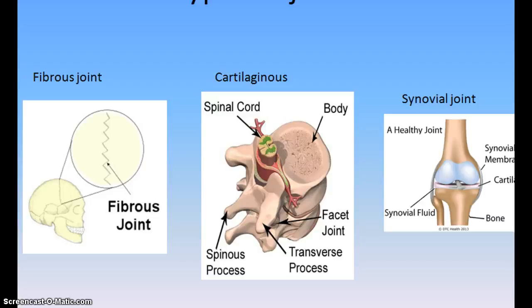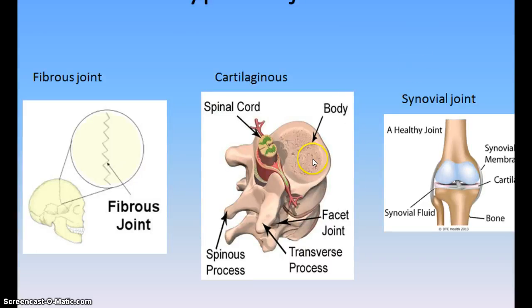Types of joints. There are three main types of joints. They are fibrous, cartilaginous, and synovial. The fibrous is known as the immovable. They are very stable, for example the cranium. This is good because you do not want the cranium to move, because if it did move you could potentially damage your brain.